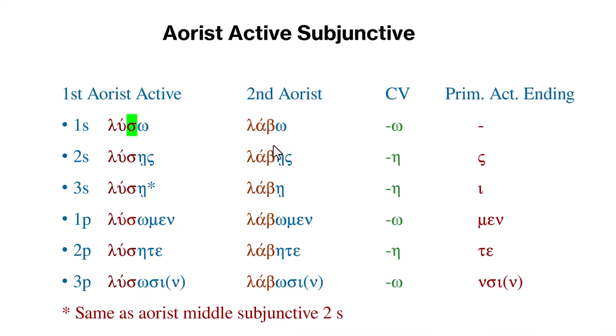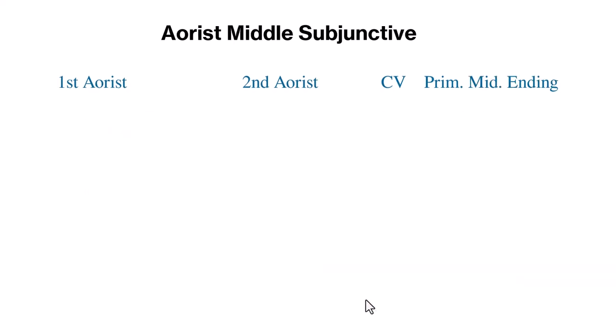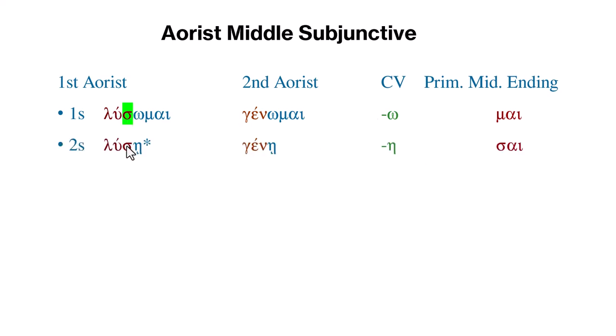And similarly, the second aorist stem carries on all the way down, but there's no tense formative. The aorist middle subjunctive is very similar. We just have the lengthened connecting vowel. And so we track them down. We've got the sigma. Here's the overlap we have with the active third singular.